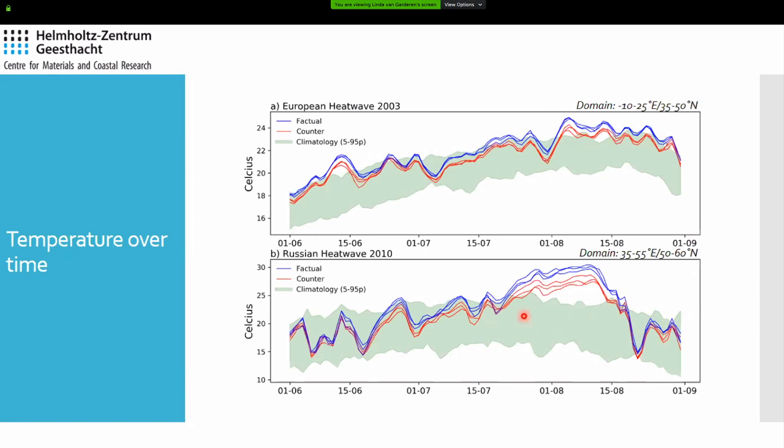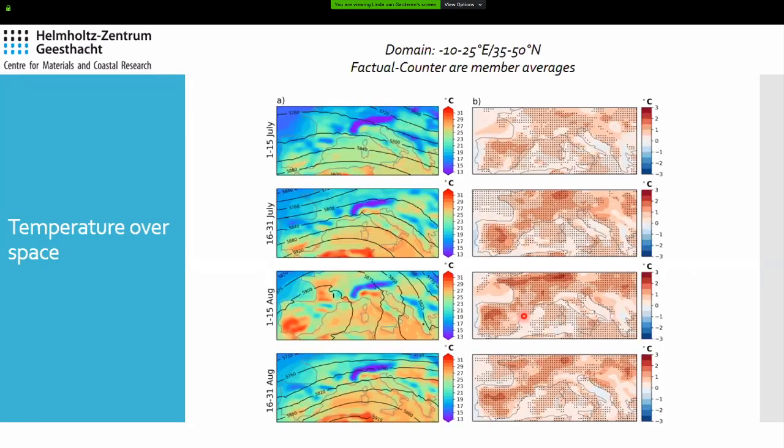And we can also show this in the domain. Here we have the European domain, 2003, and we averaged the first week of July, second week of July, and then first half of August, second half of August. This is what actually happened, the temperature in colors and the geopotential height at 500 in lines. So here you see where the heat wave was the most extreme. What you see here is very interesting. This is the key result, basically.